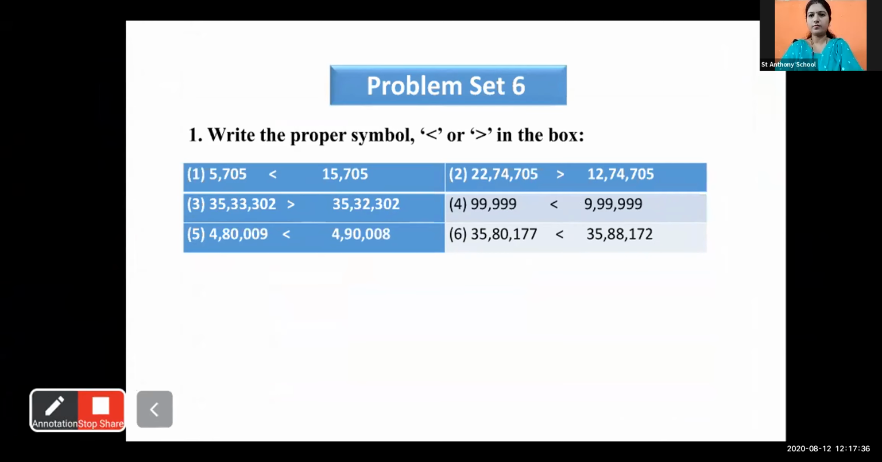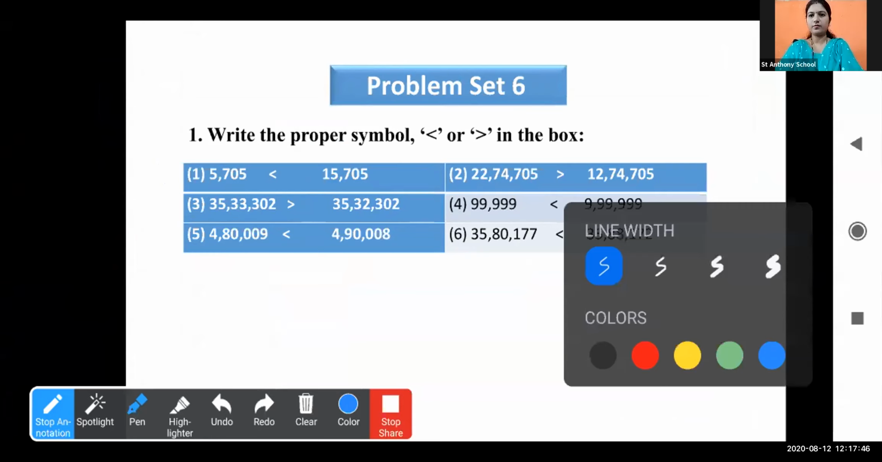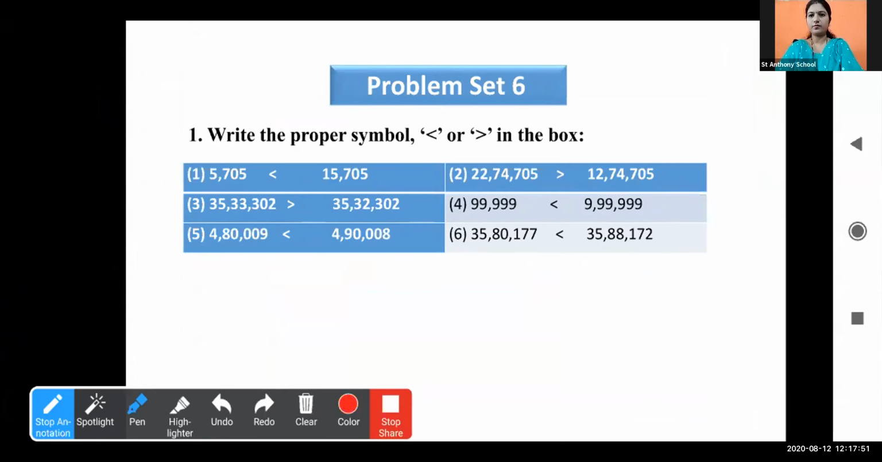Everyone is able to see? Okay, so first number is, can we change the color? Yes, we'll select the red color, because blue is not highlighted. So example 1 from problem set 6. Question number 1: write the proper symbol, greater than or smaller than, in the box. We have to use the symbol greater than and smaller than.